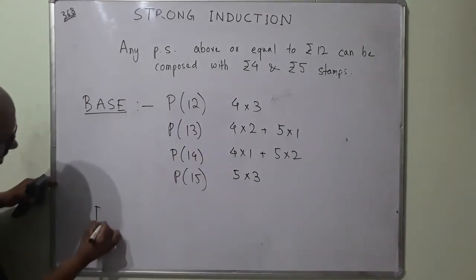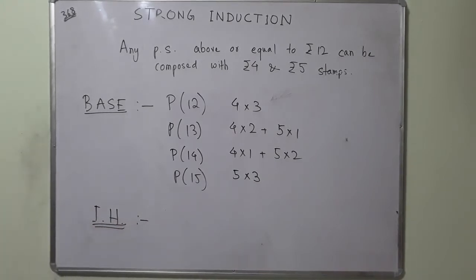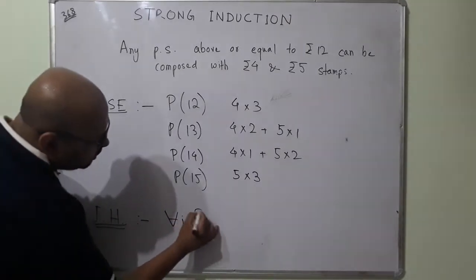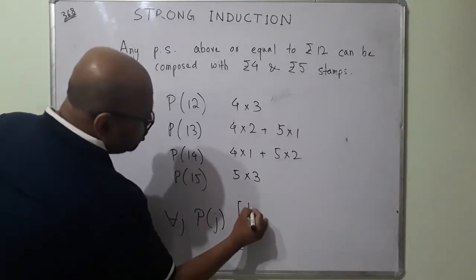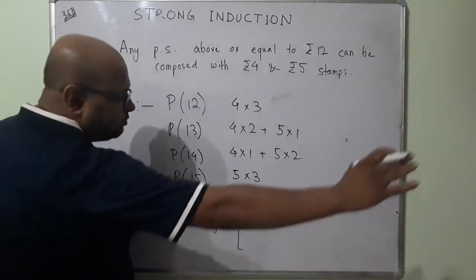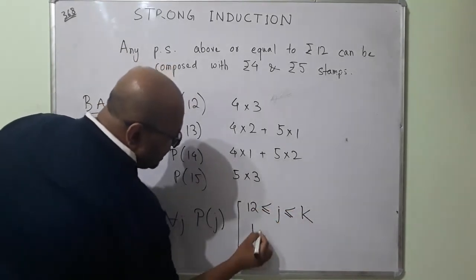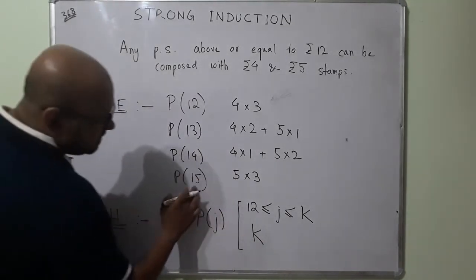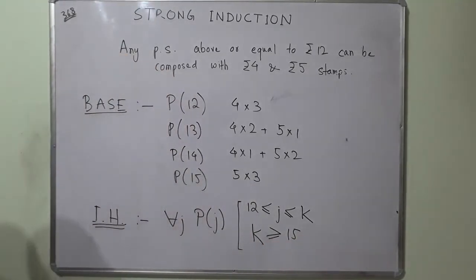Alright, next is my inductive hypothesis. In my inductive hypothesis, I am going to assume that for all j, P of j is true. So what are the restrictions on j? J is from 12, from the start of my base case, up to what? I will assume everything to be true up to k. So j will be up to k, and what is k? K will be equal to or larger than my last base case. Last base case is 15. So k will be larger or equal to 15. Okay, this is my inductive hypothesis.